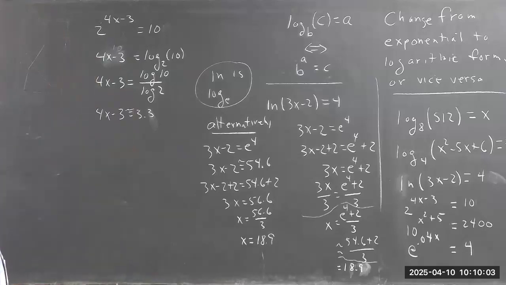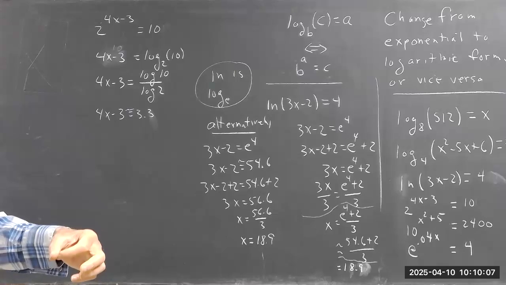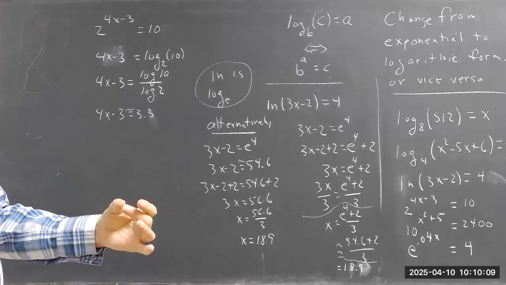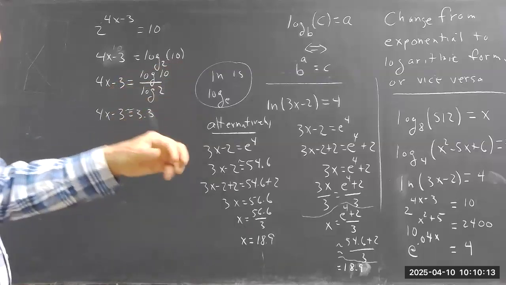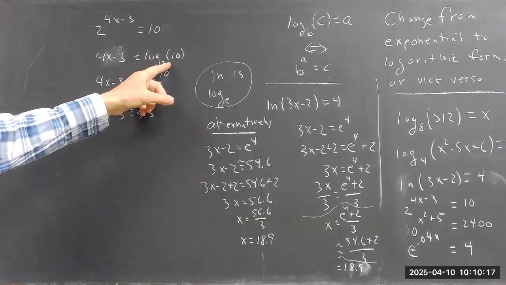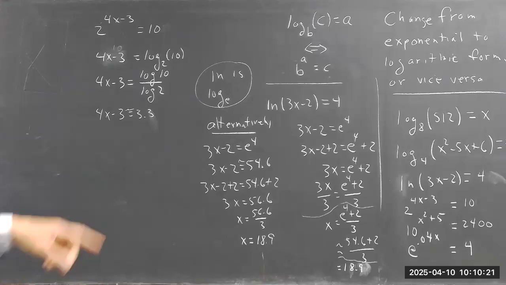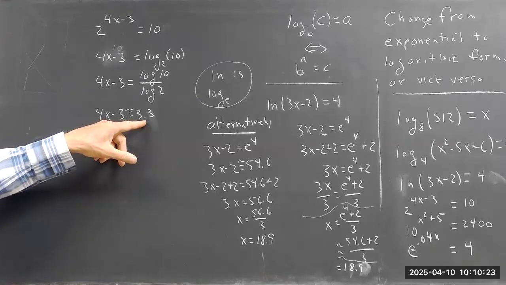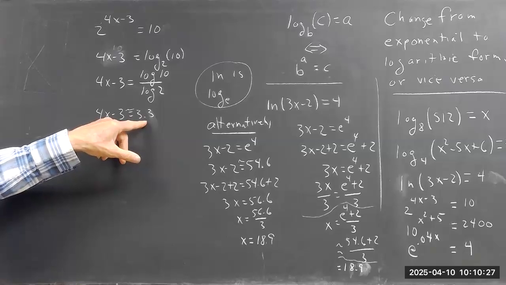Now we reasoned it out. 2 to the third power is 8. 2 to the fourth power is 16. So the log base 2 of 10 is going to be between 3 and 4. 10 is closer to 8 than it is to 16. So 3.3 is a perfectly reasonable number. I estimated 3.2.